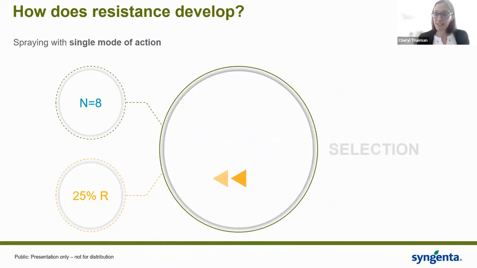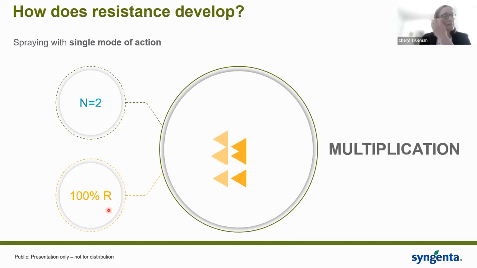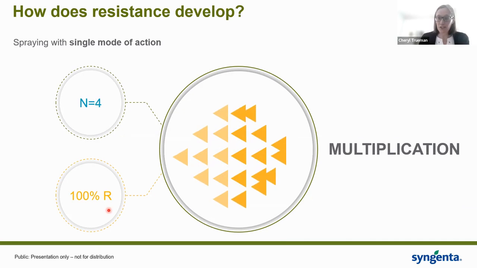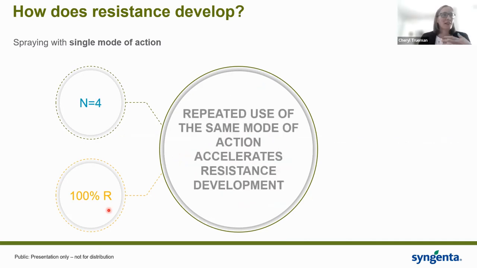We spray again with the same mode of action, and we select again for those yellow triangles. So now we have 100% resistance. And then that population multiplies, and they're all yellow. So this is a simple example to demonstrate that repeated use of the same mode of action accelerates resistance development.